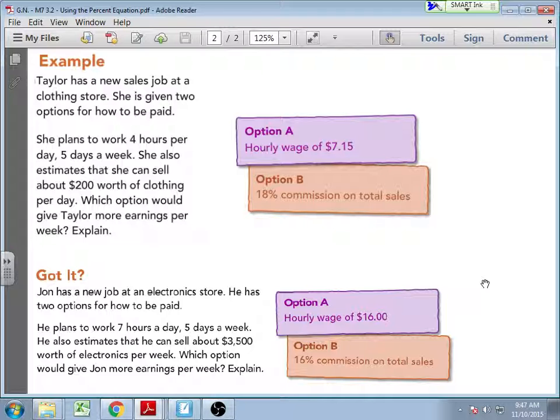So, check out our option A versus option B. We want to figure out which deal here is better. Which option should you choose? And obviously, you want to make the most money.